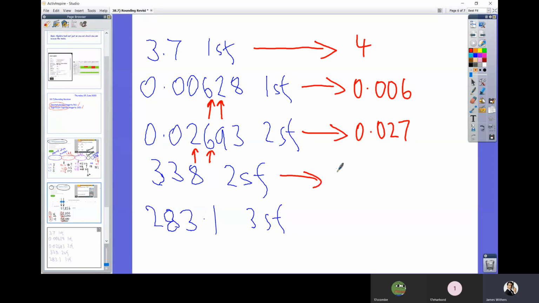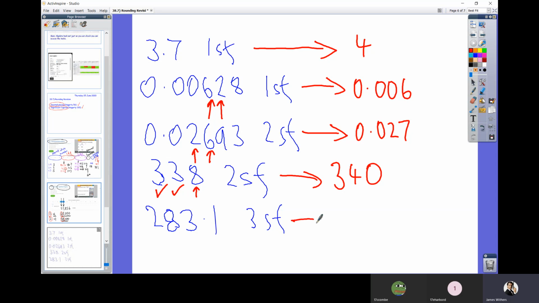338. So 300, so there's the first number. Here's going to be our second number. Do we round that up? Yes, we do. So the 3 becomes a 4, so that's 340. Okay, two significant figures, two numbers which are not zeros.